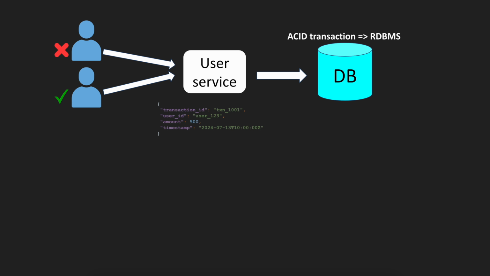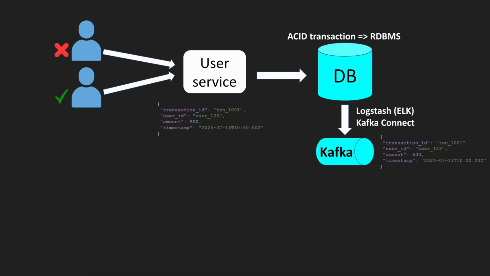The way we are going to do that, we are not going to read from our database. As soon as our transaction is stored to the database, we send a copy of our transaction using tools such as Logstash or Kafka Connect. We are sending it to a queue. We can use Kafka here, so we are sending an exact copy of our transaction to Kafka.